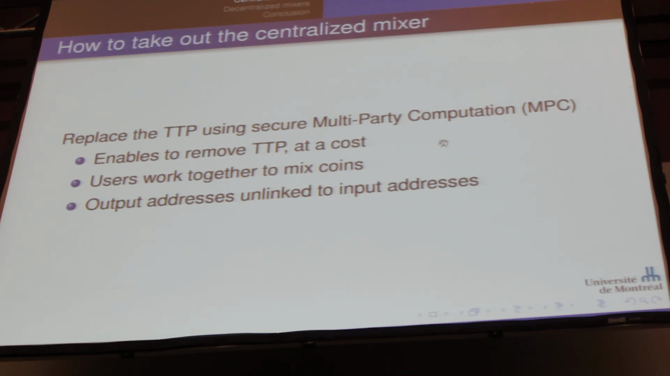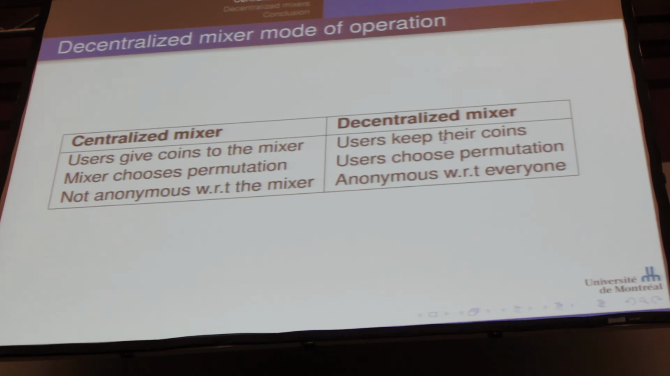We want to use it to get the users to work together to make some coins without a centralized entity. And of course, we want to keep the property that the output addresses are unlinked to the input addresses. So just to compare the centralized mixer and the decentralized mixer, users are going to get together. In the centralized case, they have to do a transaction from their own accounts to the mixer, whereas in the decentralized case, there's no such thing. They always keep control over their coins. In the centralized case, the mixer will choose a permutation, whereas this permutation is chosen by the users in some secure fashion in the decentralized case. And in the centralized case, the users are not anonymous with respect to the mixer, whereas they're anonymous with respect to everyone, even the other users, in the decentralized case.